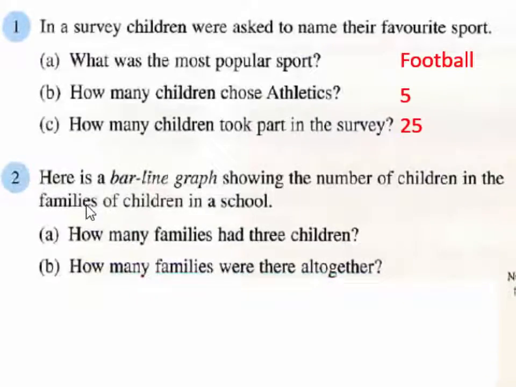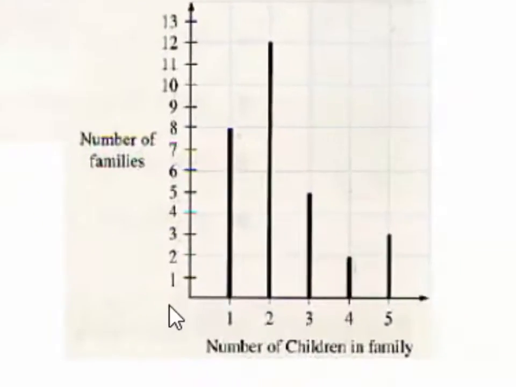Now for question 2, we're looking at a bar line graph and we're showing the number of children in the families of children in a school. So along the y-axis we've got the number of families, along the x-axis we've got the number of children in each family. So the first one says, for example, that the number of families where there's one child in the family is 8. 8 families have got one child.